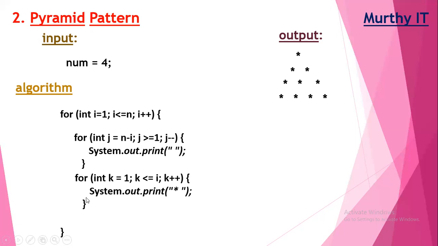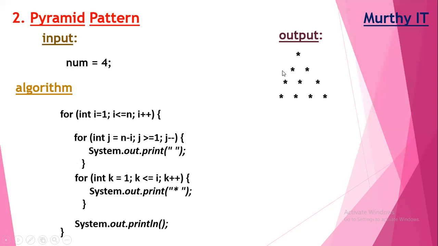So the next for loop, what am I writing? Int k equal to 1, with the condition k less than or equal to i. So I want to print i value number of stars. Currently the i value is 1, so it prints only one time. After printing this first line, we need to move the cursor to the next line, so system.out.println. Then the outer loop again moves to the next line.